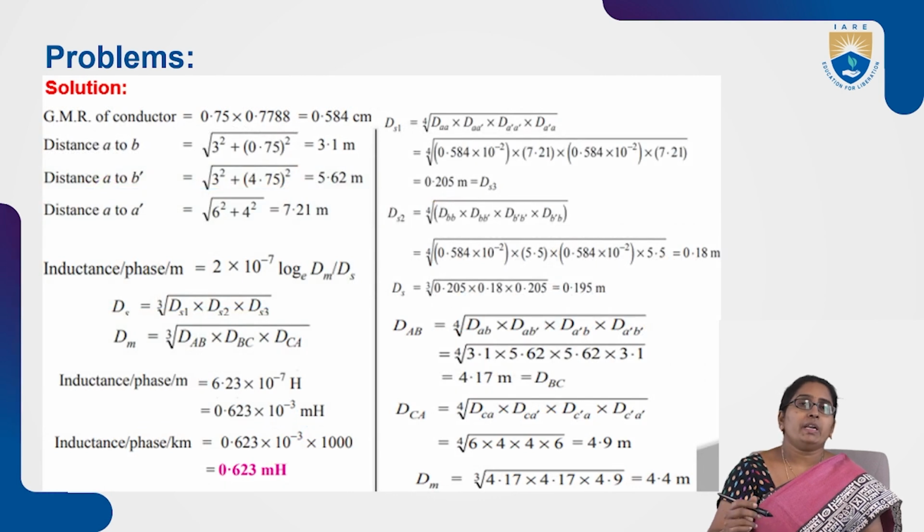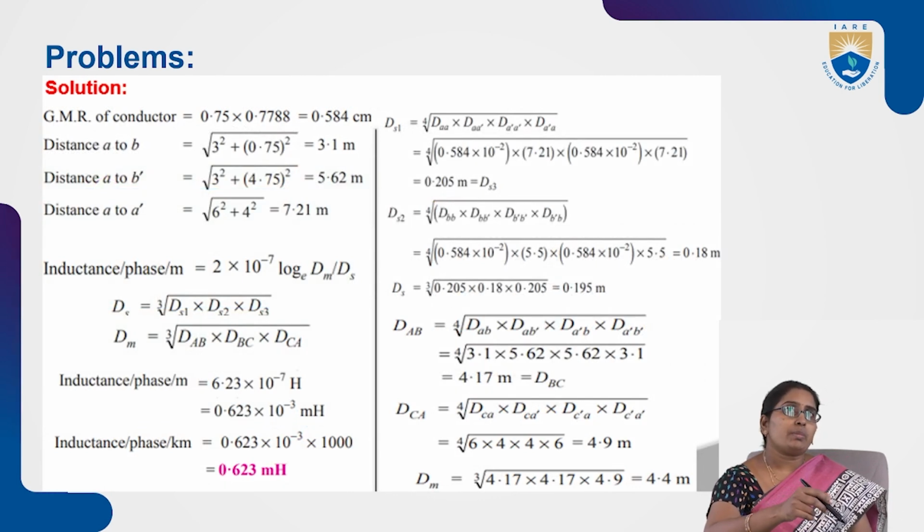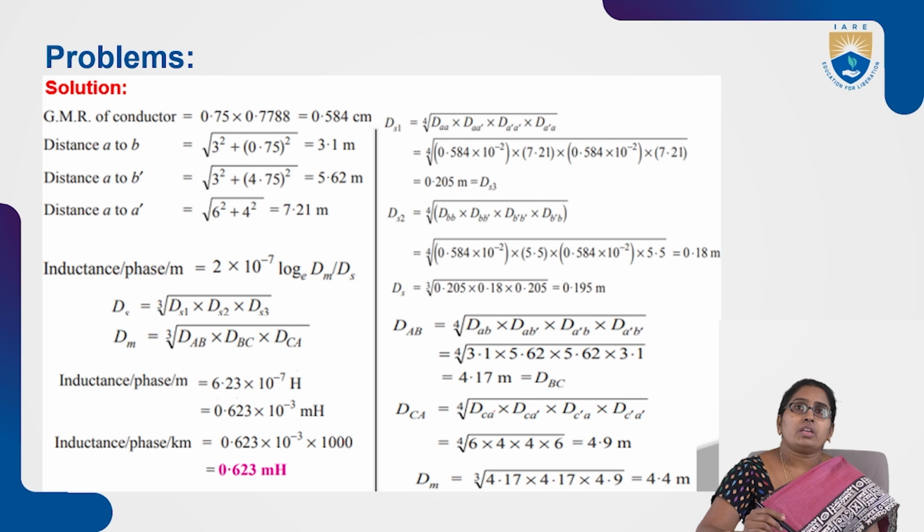What I explained again here is clearly shown step by step. You can see that here first the DS1, DS2 calculation, then the overall total DS, then the DAB, DCA calculation. They have shown it step by step. Finally, the total DM is calculated, which is obtained as 4.4 meters, and the total DS is obtained as 0.195 meters.